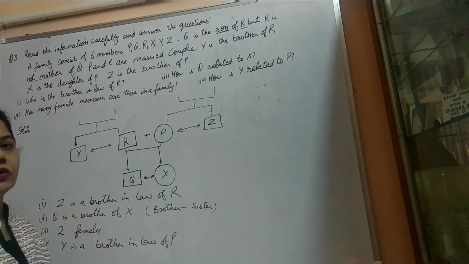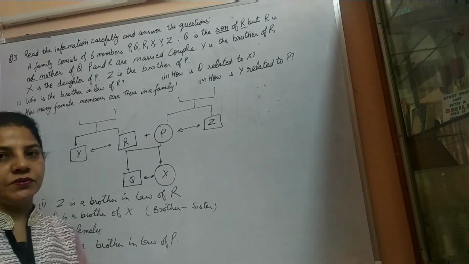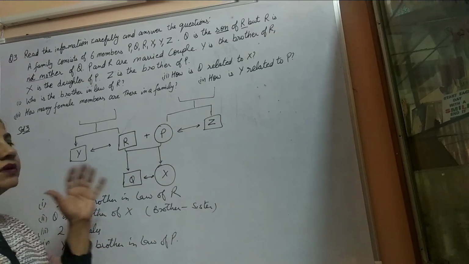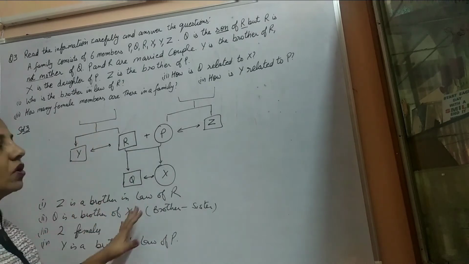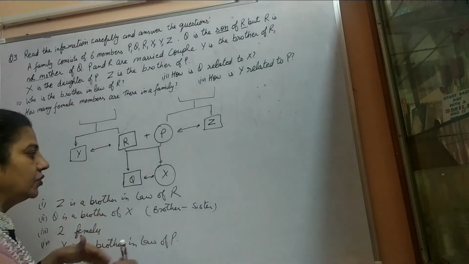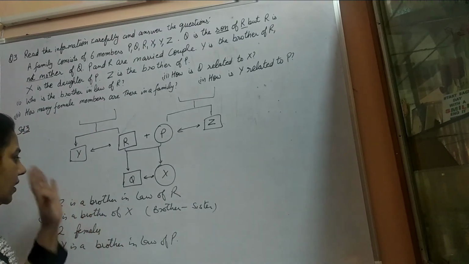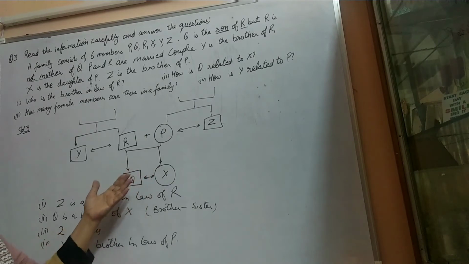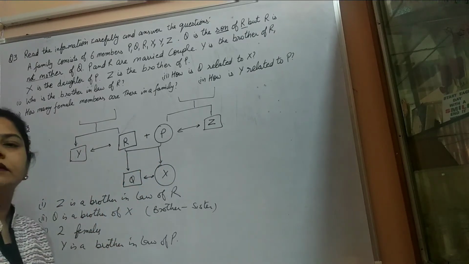So hence we have solved all the questions in blood relation. The most important thing I told you once again: whatever information is given to you in the question, the first step is to draw a family tree. As soon as you draw the family tree, automatically you will get the answer. No need to pressurize your mind. You will simply see the relation in the family tree and you can get the result.